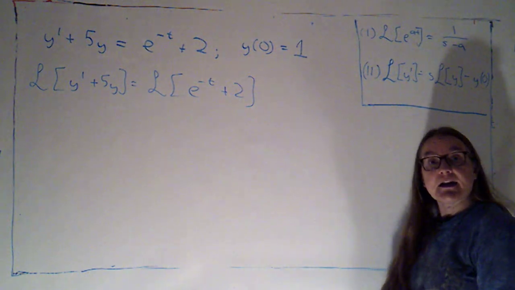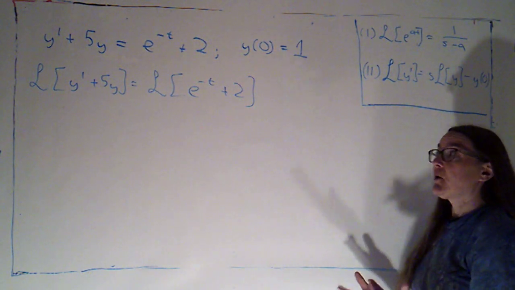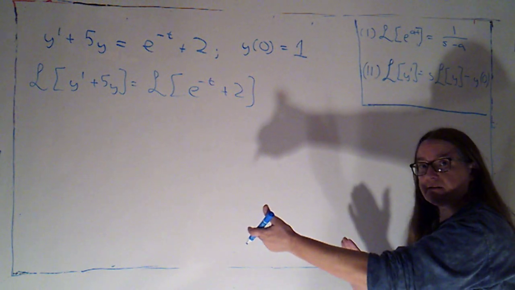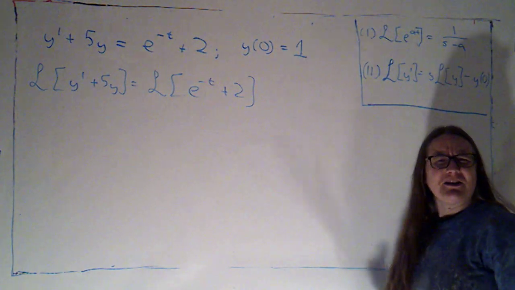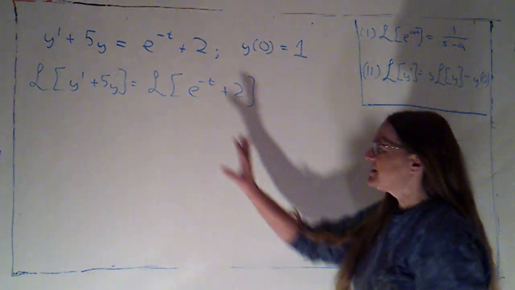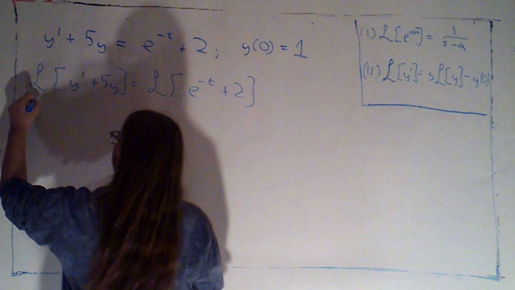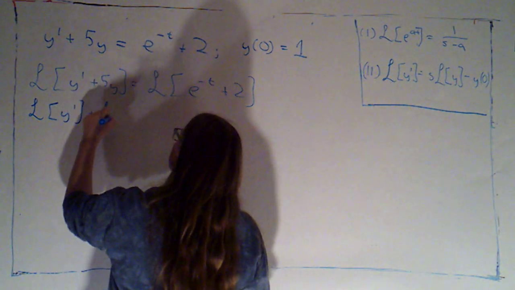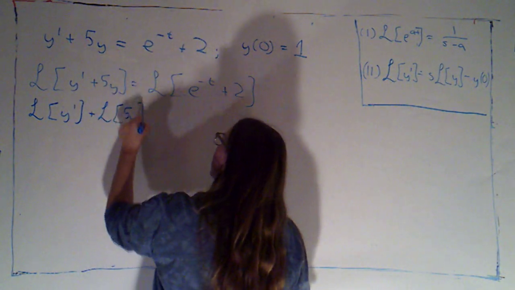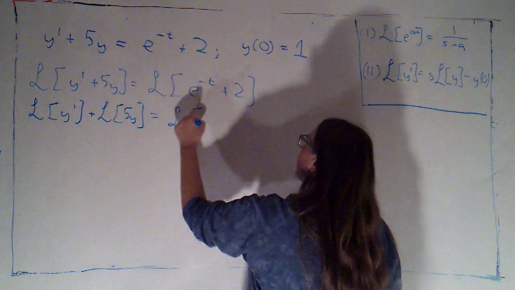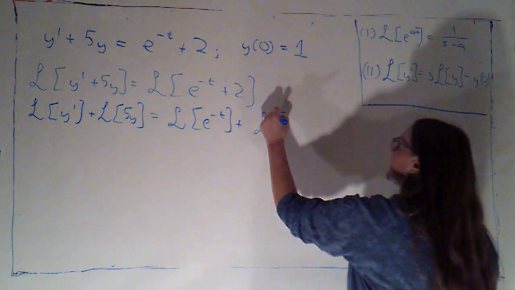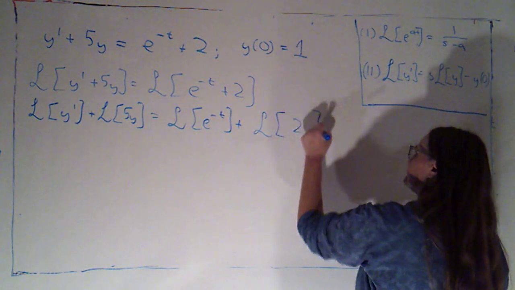And then Laplace transforms are linear. So I can distribute this across a sum, and I can pull out any constants. Ordinarily, I'll probably do that in just one step. Since this is our first time, I'm going to do it in two. So I can say this is the Laplace transform of y prime plus the Laplace transform of 5y. And that's equal to the Laplace transform of e to the negative t plus the Laplace transform of 2.